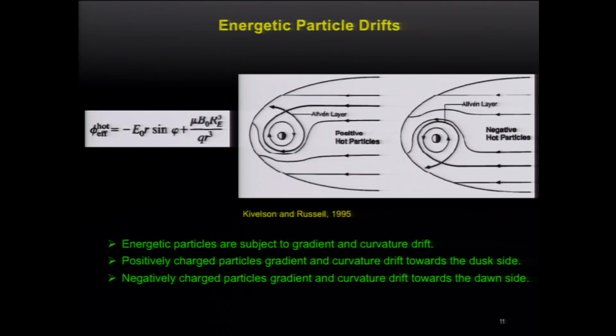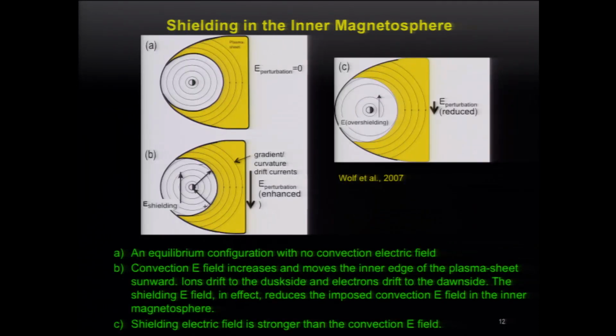For more energetic particles in the plasma sheet, besides the E cross B drift, they are also subject to magnetic gradient and curvature drift. The ions will drift westward, the electrons will drift eastward. The electron plasma sheet will penetrate closer to the Earth on the dawn sector, and the ion plasma sheet will penetrate deeper on the other side. Those magnetic drifts are very important for the dynamics happening in the inner magnetosphere and for the shielding process.